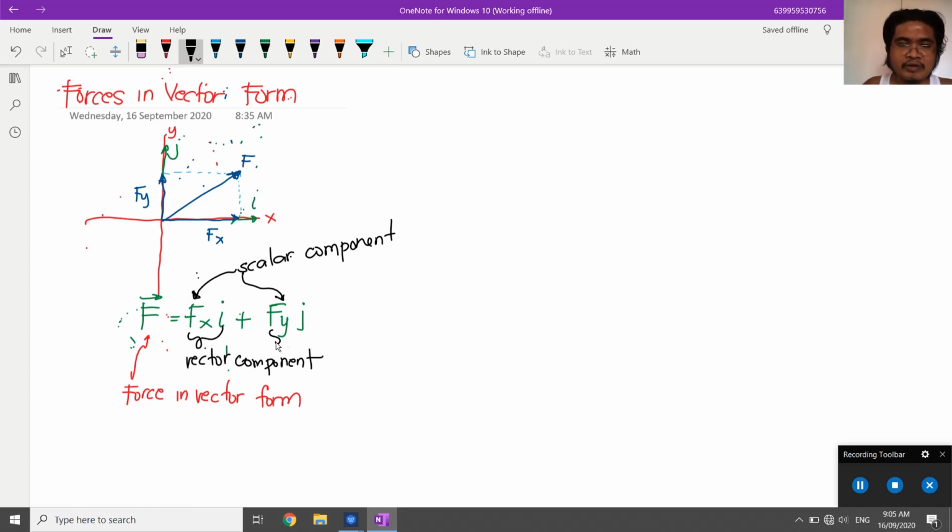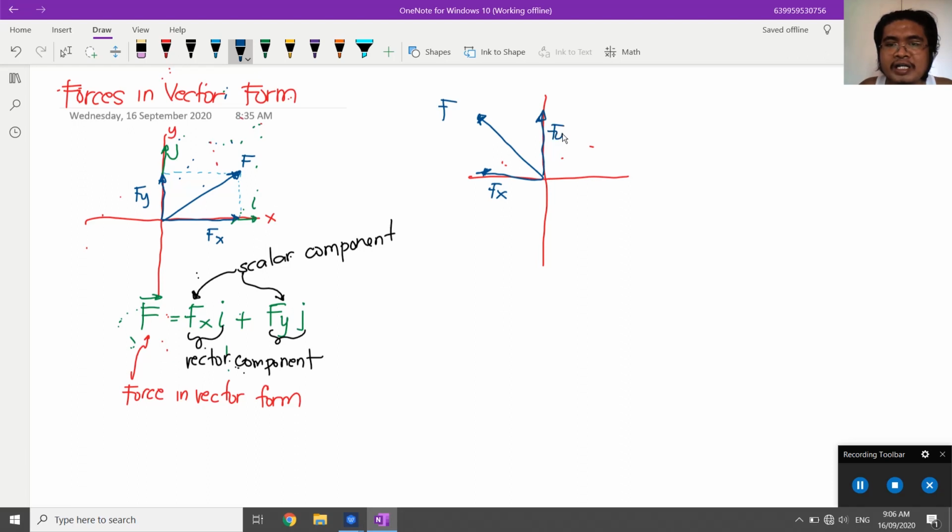So, this also, Fx and Fy, are vector components, as long as you add the direction to the scalar component. In the case where it is in the second quadrant, say here, if this is your F, and this is the scalar component Fx, and this is the scalar component Fy, and this is the angle theta of that force F referred to the x-axis, I can write this force as F equals negative Fx i, because it points left, plus Fy j, because it points up.